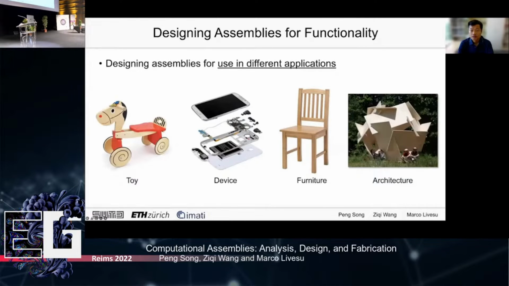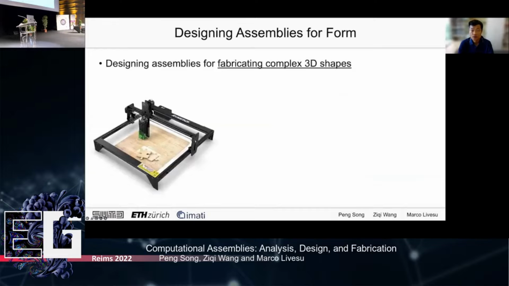People design assemblies for using them in different applications. For example, toy assemblies for entertainment, electronic devices for communication, furniture and architecture for resting and living, respectively. In this scenario, people are more interested in the functionality of assemblies. People may also focus on the form of assemblies.